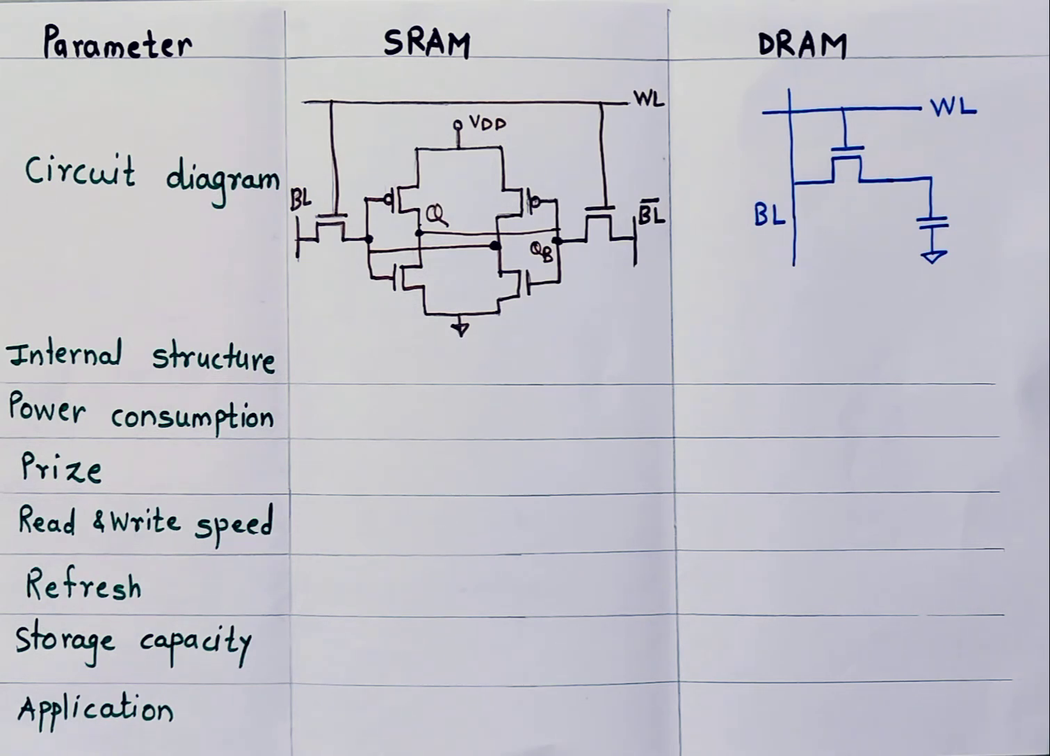Today, we are going to break down the key differences between SRAM and DRAM, two types of memory that are everywhere in our modern devices. So first, SRAM stands for Static Random Access Memory and DRAM stands for Dynamic Random Access Memory. Both are types of volatile memory, meaning they lose their data when power is turned off, but they work in fundamentally different ways. Let's see.